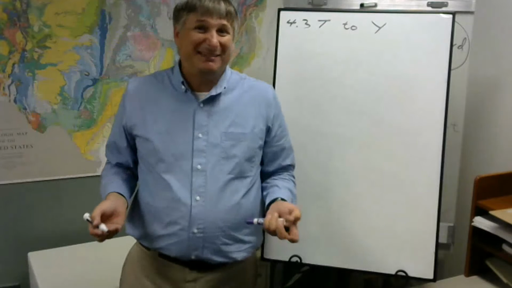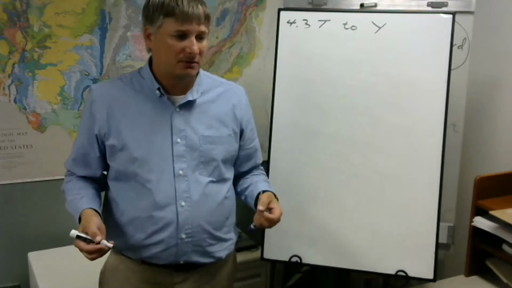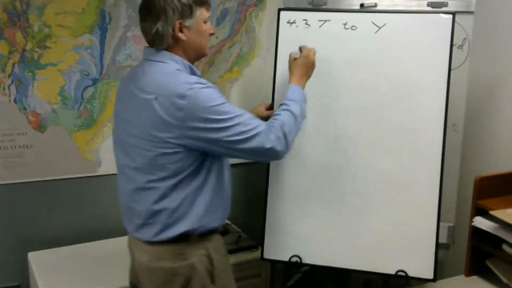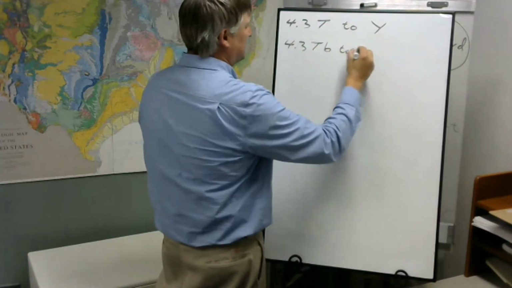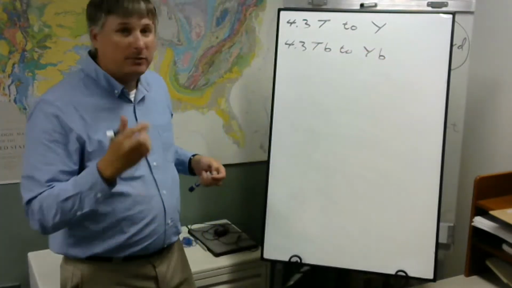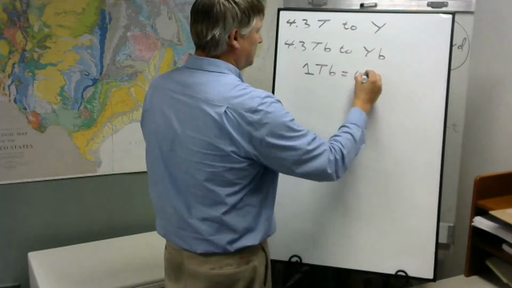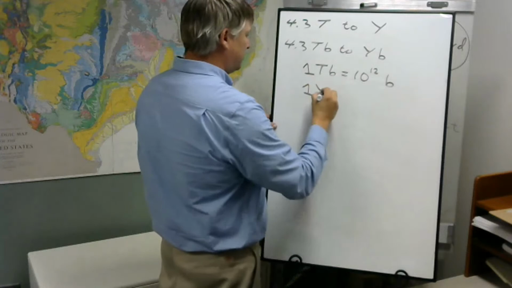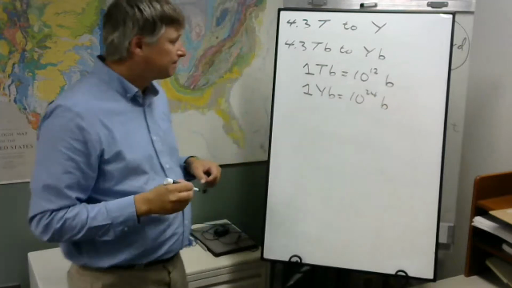Well, let's give these an identity. Let's say instead of tera and yotta, let's say tera inches to yotta inches, or tera pounds to yotta pounds, or terabytes to yottabytes. So we'll just call it this, terabytes to yottabytes. Make it more concrete. And then we need our relationships. 1 terabyte is 10 to the 12 regular bytes. And 1 yottabyte is 10 to the 24 regular bytes.